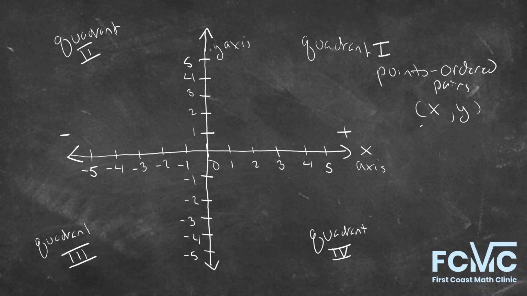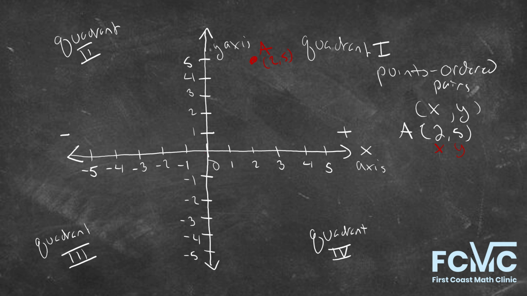So let's say we have the point 2, 5, and this is going to be point A. I'm going to do this in red. So that 2 is our x value, 5 is our y value. So I'm going to go 2 on the x-axis, so over 2. That's our x value, and then up 5 to our y value. And this right here is our point A at 2, 5.